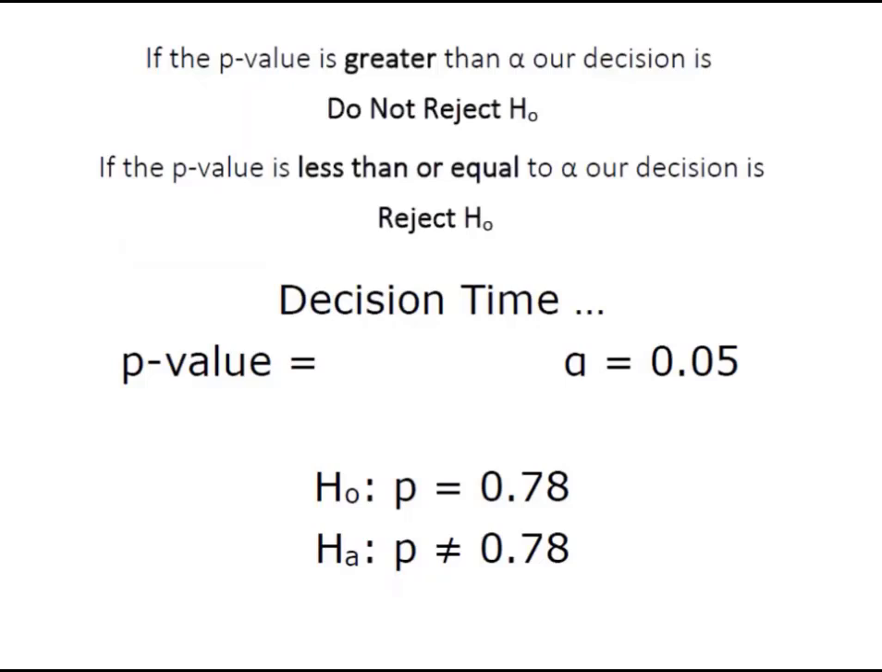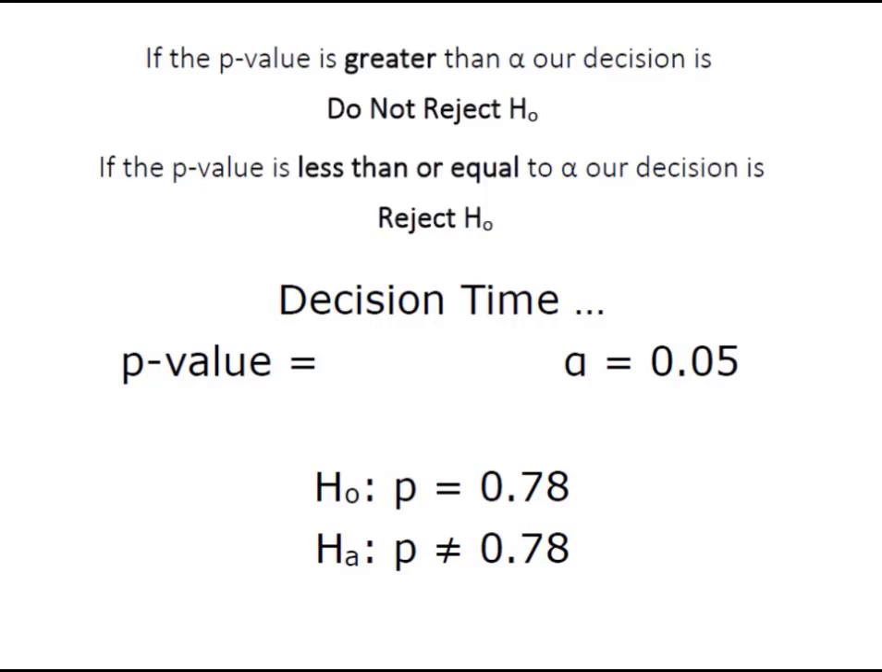So remember that our decision is made under the p-value approach, that when the p-value is greater than alpha, our decision is do not reject H0. The p-value is less than or equal to alpha, our decision is to reject H0.